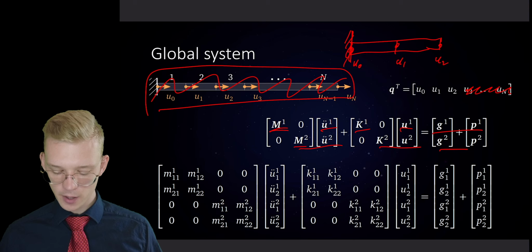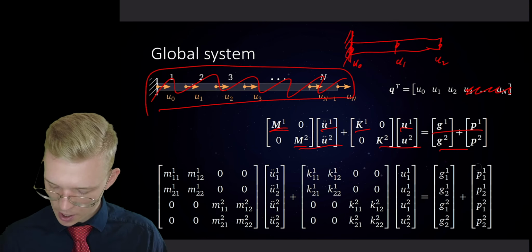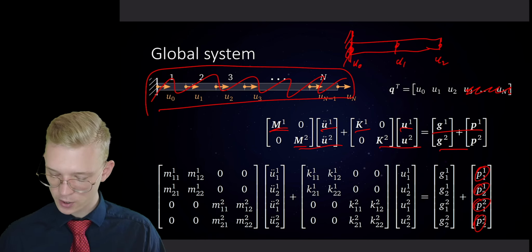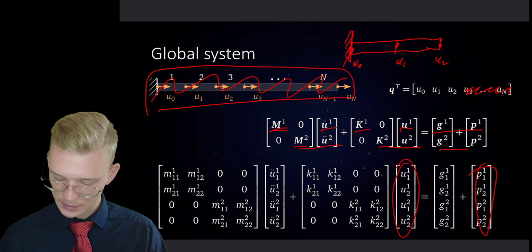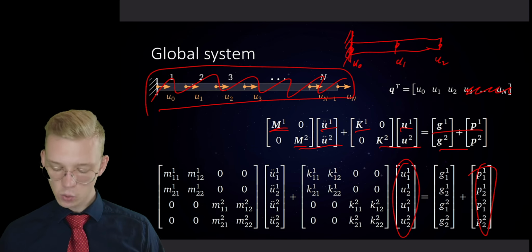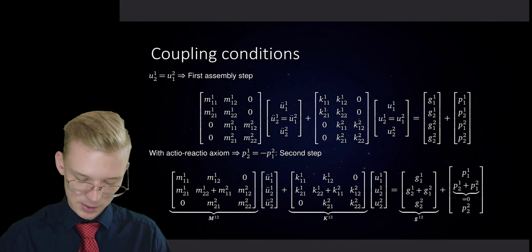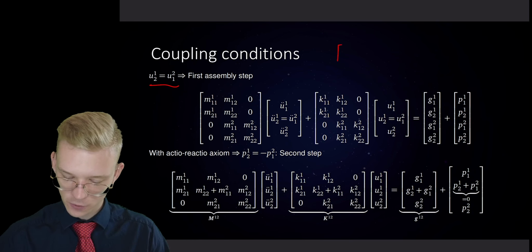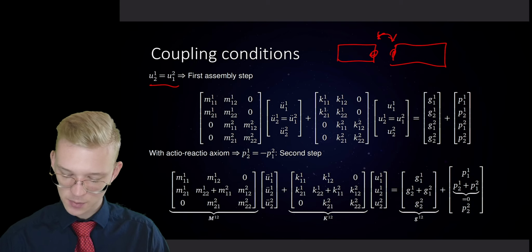But now we have a lot of equations for too many unknowns. So we have the unknowns here, here, here, and there. So we have 4 unknown reaction forces, and we have 4 unknown displacements. And now we need to work with the boundary conditions. The first step is to see that the displacement of our first element and our second element, so these two, must be the same.